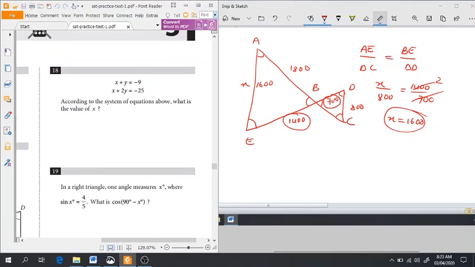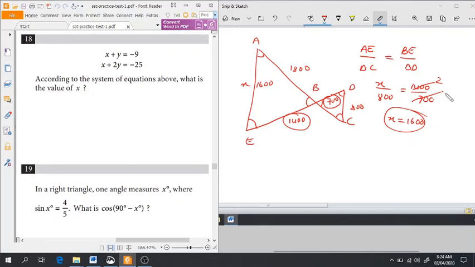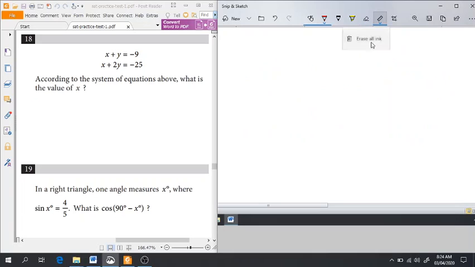So question number 18, here I think we can increase the size. Okay, perfect. Okay, so x plus y is equal to 9 and x plus 2y is equal to negative 25. According to the system of equations above, what is the value of x? When they are asking you the value of x, then try to eliminate the y from the expression.